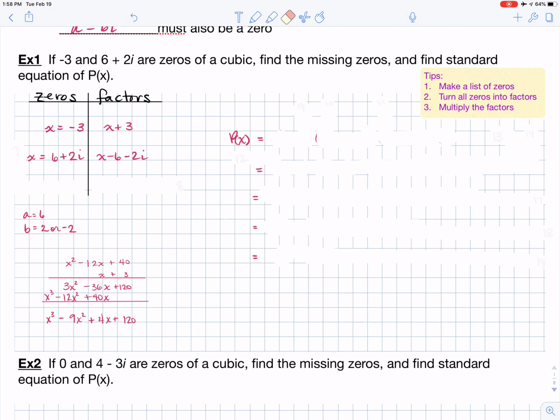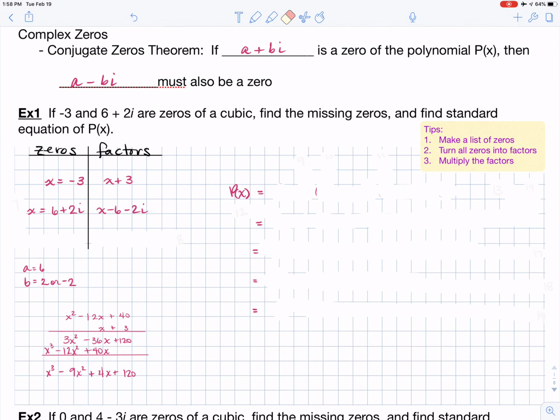And then lastly, there's no more in the directions, but our conjugate zeros theorem says that if a plus bi is a 0, then a minus bi also has to be a 0. So then I know that x is equal to 6 minus 2i has to be a 0 here. If you turn that into a factor, take everything over to the left to be with the x, that'll be x minus 6 plus 2i.